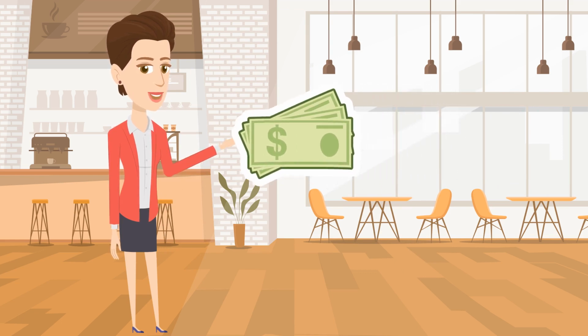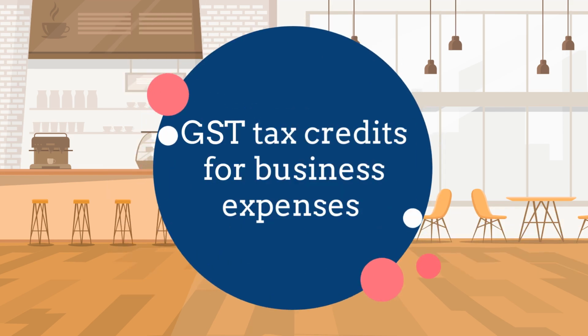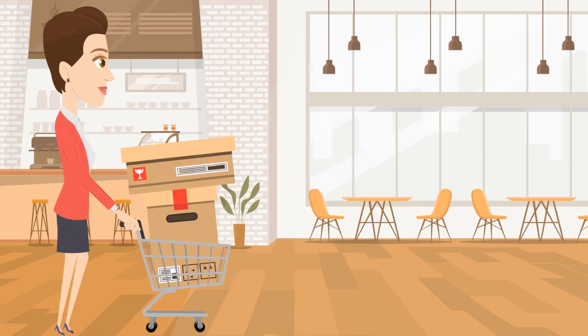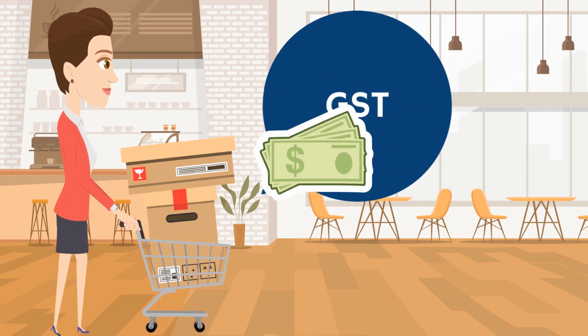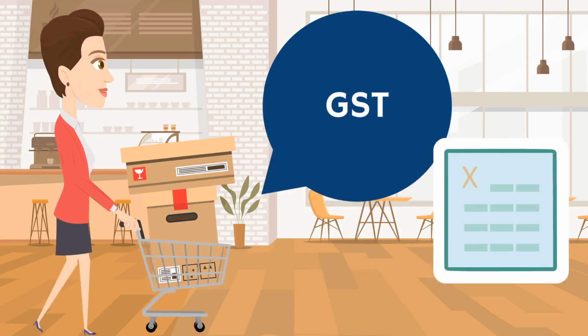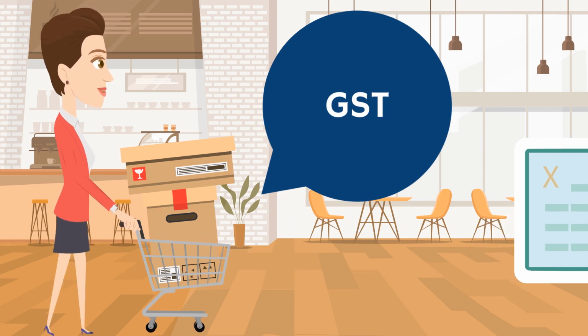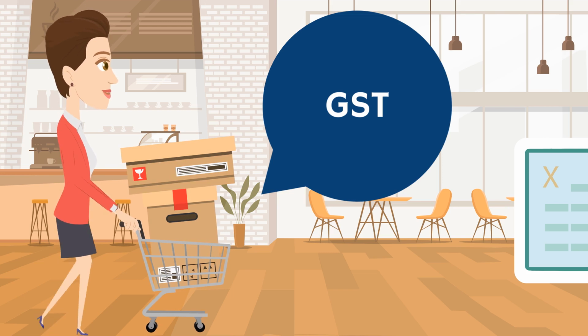GST registered businesses can claim back the GST they pay on business expenses. You can claim GST back when you've purchased goods or services for your business. These are called input tax credits. When you buy something for your business, you're usually charged GST. If you're registered for GST, you can claim that back. You do this by claiming a GST tax credit when lodging your business activity statement. The Australian Taxation Office will balance those credits against the GST you owe when working out your refund or bill.